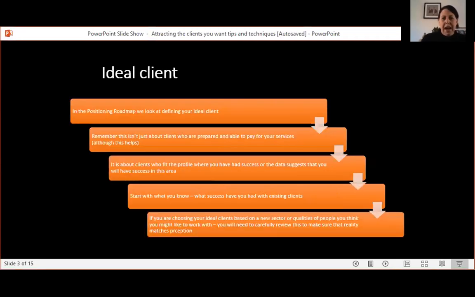So I'm not going to labour on this, but I will look to probably Emma at the end of this slide because she's got a real wealth of knowledge in this area and in terms of working with so many clients and actually identifying their ideal clients. But if you remember in the positioning roadmap, we always get you to look at who your ideal client is. And remember, this isn't just about having anyone that will pay for your services or is able to pay for your services. This is about having the clients that you are able to work with. And it's about having clients who fit the profile and who you've had success with, or the data success that suggests that you will have success with this area.